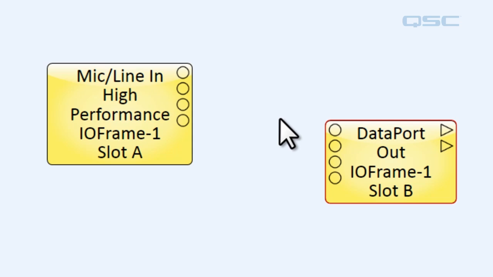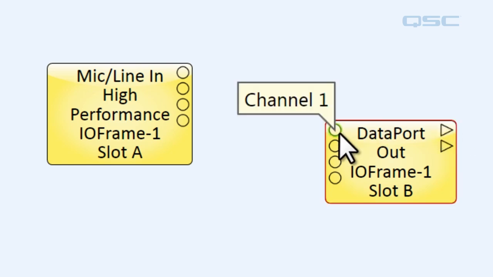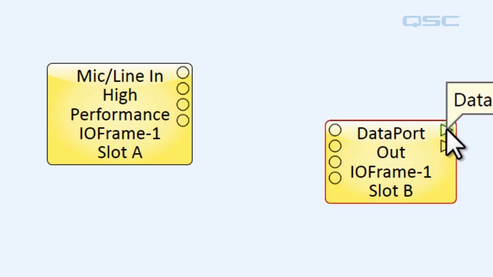The mic line component has 4 output pins, and the data port card has 4 input pins. Now you'll notice that its output pins over here are a different shape. They're a little right-facing triangle rather than a circle. That's because these outputs aren't an audio line. This is a data line, and Q-SYS won't let you wire two components together that don't match.